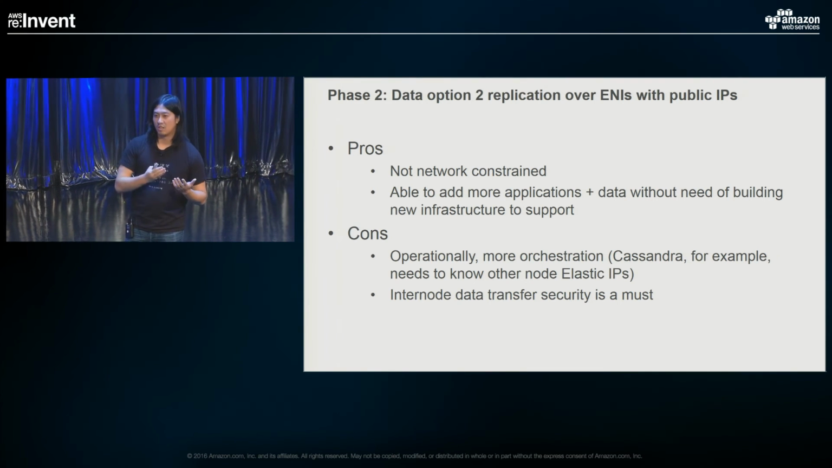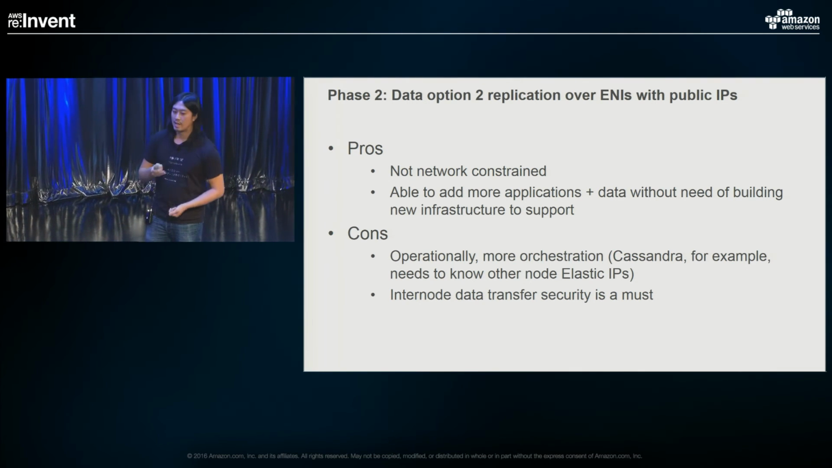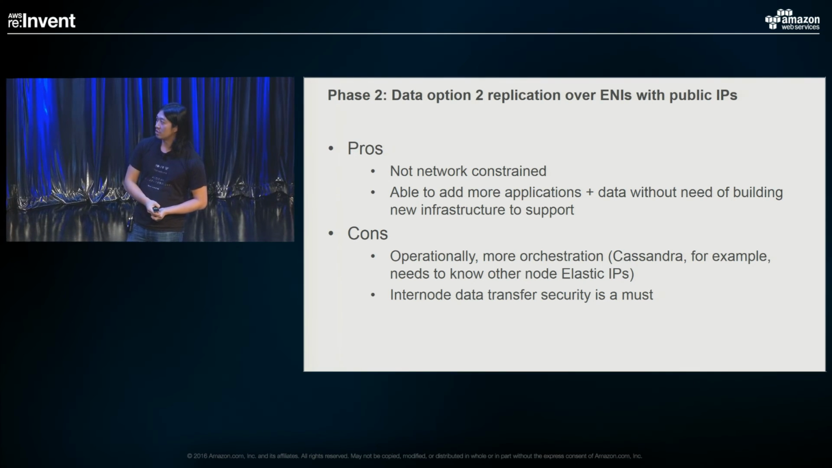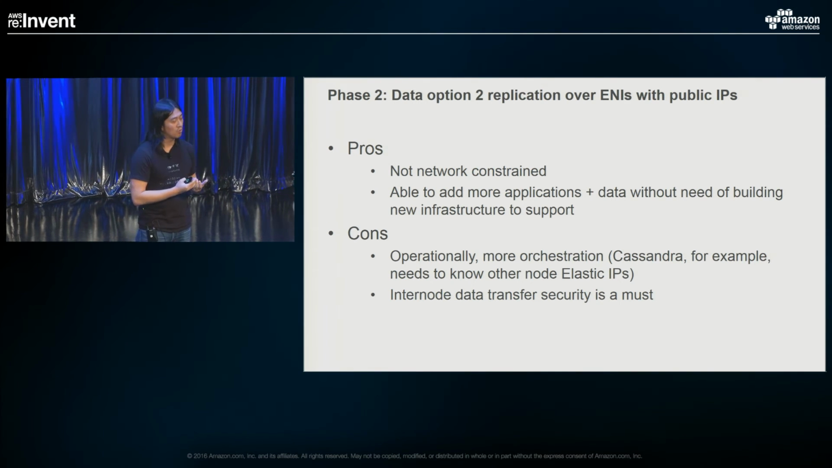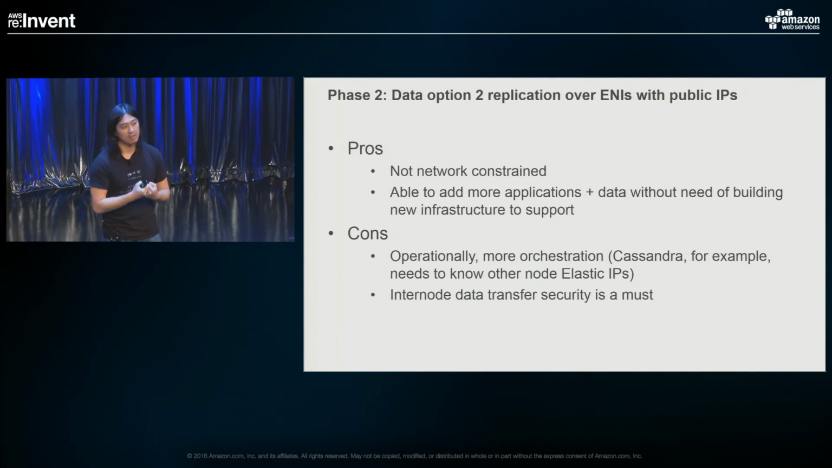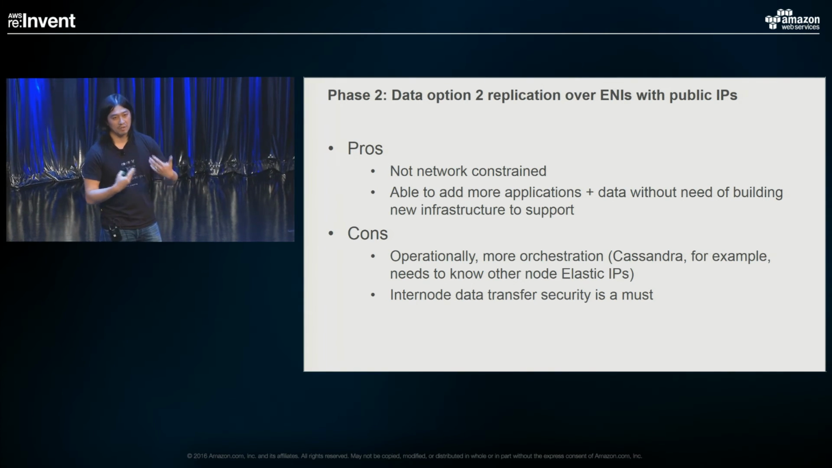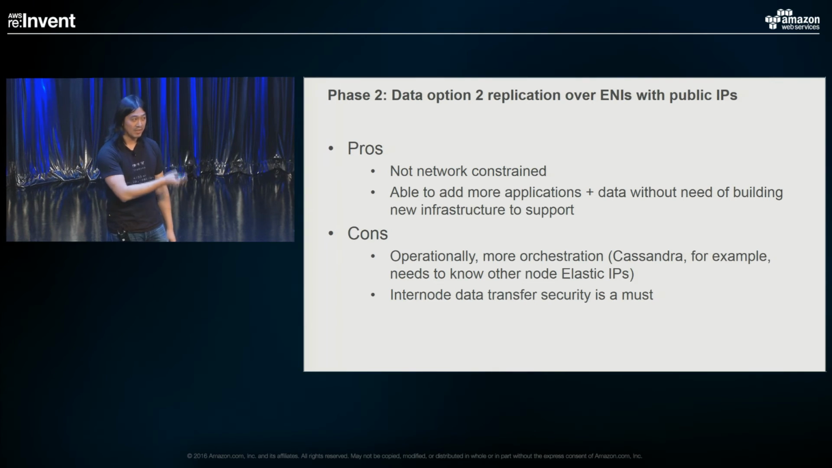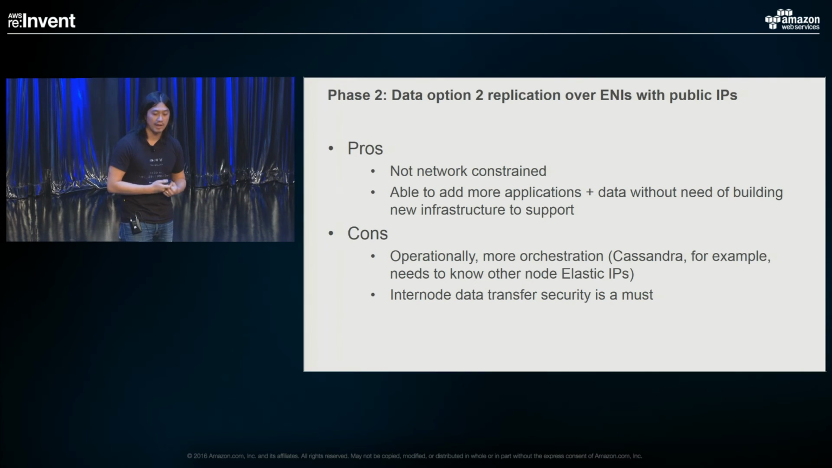But the serious cons are the operational overhead. There are a lot of things you have to do to make this happen. For example, in the Cassandra example, you have to make sure that each node has an elastic IP, and that they're aware of each other in multiple regions. There's a lot more operational orchestration that has to happen to make it work. Another thing is that internode security must exist. You have to make sure that the data channel is truly secure and that nobody can just listen in the middle. And some technologies may not allow this. I think in some cases you'd even have to create some kind of secure proxy to make it happen.